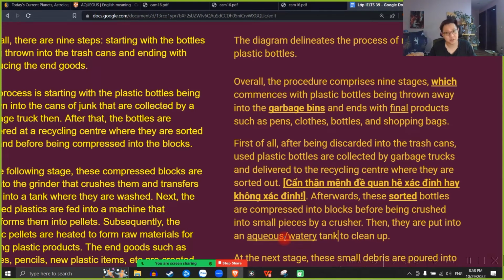Because aqueous is a specialized word in chemistry. Cái từ aqueous, dung dịch mà nó dùng trong cái hóa học á, nó là từ chuyên ngành, cho nên là thầy nghĩ trường hợp này á, nó không phù hợp cho lắm. In this case, I don't think aqueous is the right word. I think watery is fine.